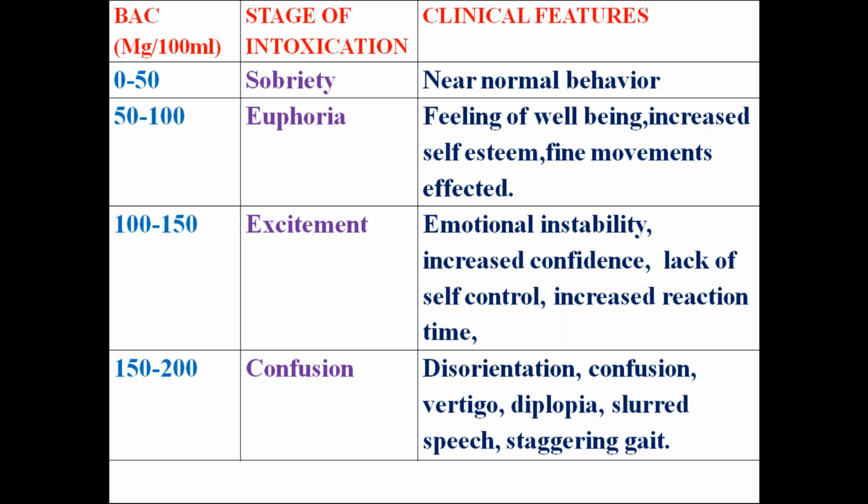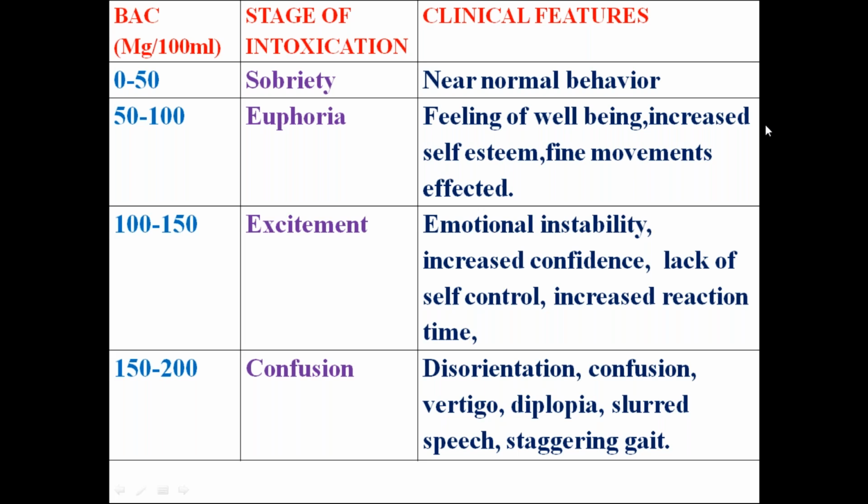You can see BAC means blood alcohol concentration, which is measured in milligrams per 100 ml of blood. Then we have the stage of intoxication and the clinical features. If the blood alcohol concentration is about 0 to 50 milligrams per 100 ml of blood, then the patient will have the stage of sobriety, where the person will not have much difference. He is near normal behavior. He has just taken alcohol, but there is nothing peculiar about the behavior of that person. It is called the stage of sobriety.